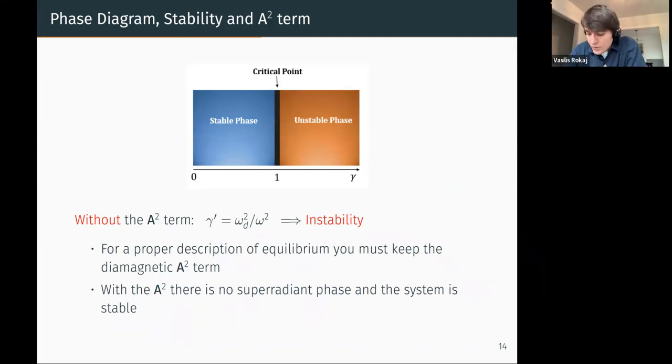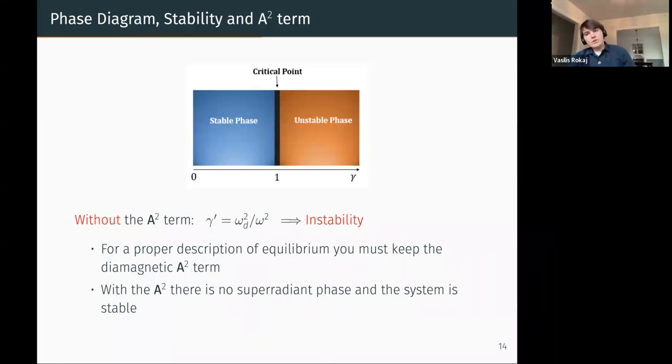And as long as you keep the A squared term, there is no superradiant phase and the system is really stable. I would also like to say that the photon population in the ground state depends on the shift with respect to the origin of the Fermi surface. Once the Fermi surface gets arbitrarily shifted in K space, the photon population also increases arbitrarily. So you can directly get the fact that when you enter the unstable phase, you also have an infinite photon population. Okay, so this is how these things are connected.